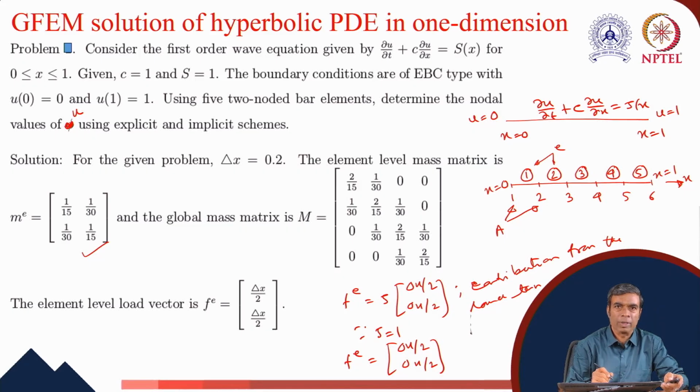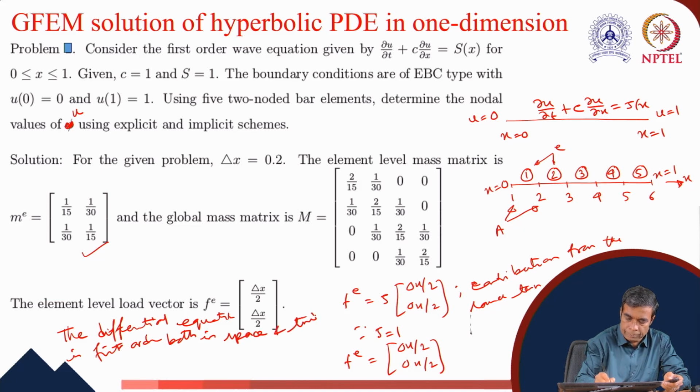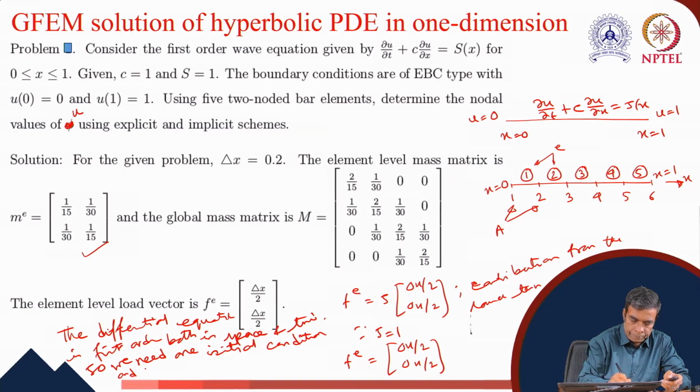So one important aspect for this problem is that our governing equation is a first order partial differential equation both in space and time. The differential equation is first order both in space and time. So we need one initial condition and only one boundary condition.